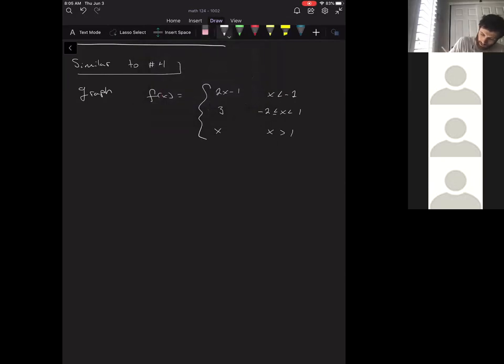So let's write 3 xy tables. The first one will be for the first equation, 2x minus 1. Our second one will be for the second equation, and the last one will be for the last equation. So we have 3 xy tables.